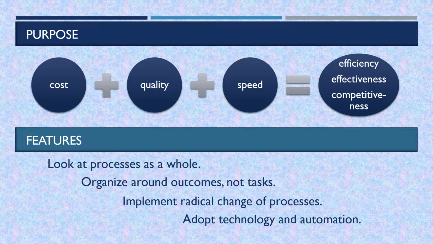The features of BPR include the following. First, it looks at business processes as a whole, not just a collection of parts. Next, it organizes business around outcomes, not individual tasks. Furthermore, it involves a radical change of processes and a dramatic process transformation instead of incremental and small improvements. And lastly, it is almost always associated with technology and automation.